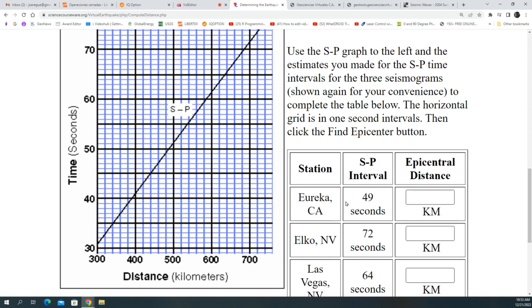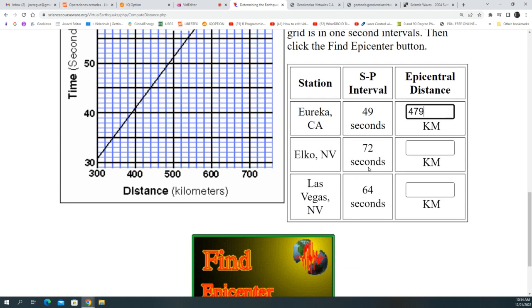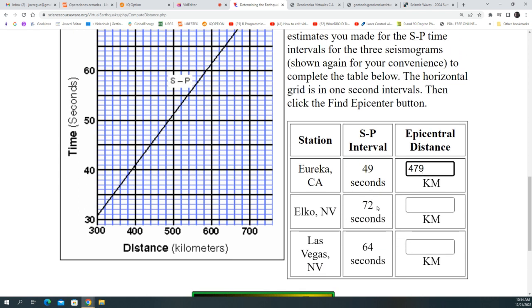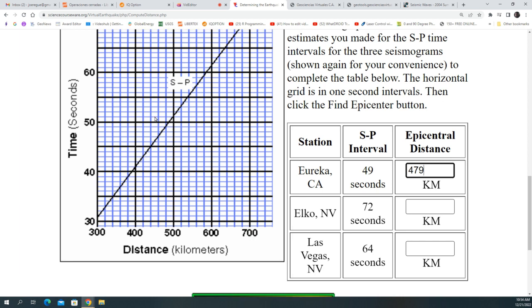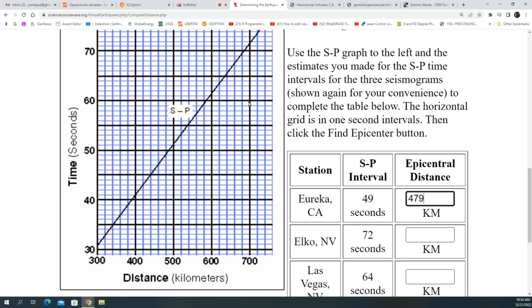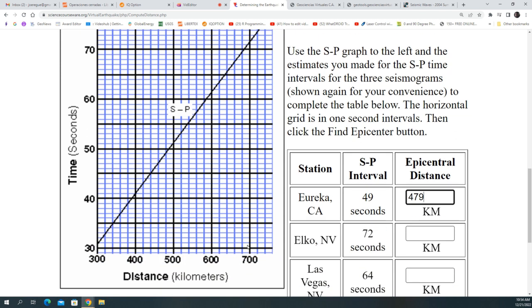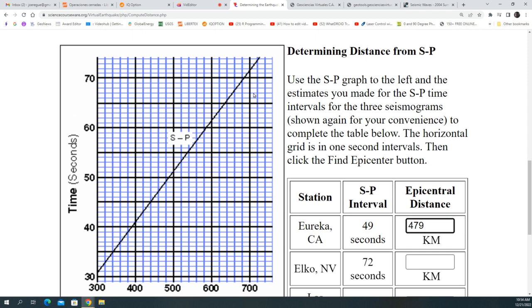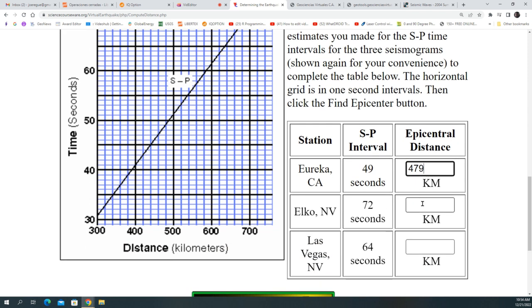Okay, so in Eureka, 49 seconds, that's 49 right here, should give us a distance of about 479 kilometers. We're picking that right here. The Elko, Nevada is 72 seconds. So 72 seconds is right here. And that will give us a distance of about 680, 690 kilometers. Okay.